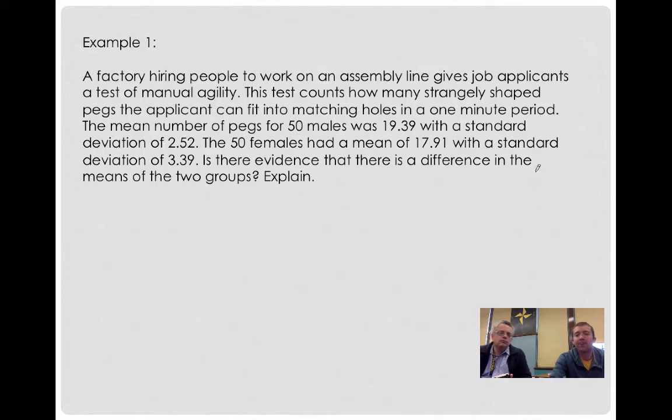A factory hiring people to work on an assembly line gives job applicants a test for manual agility. What does that mean? How well you can use your hands, fingers. This test counts how many strangely shaped pegs the applicant could fit into the matching holes in a 1 minute period. The mean number of pegs for the 50 males tested was 19.39, with a standard deviation of 2.52.